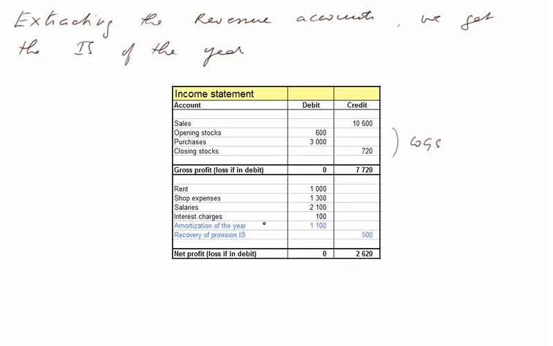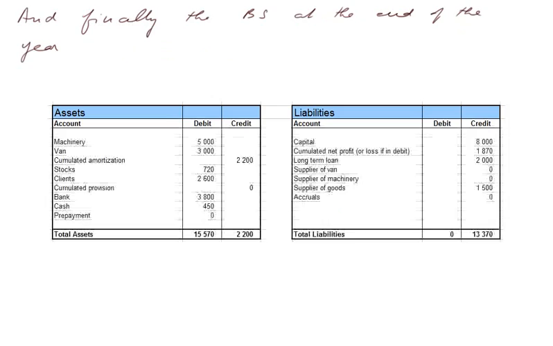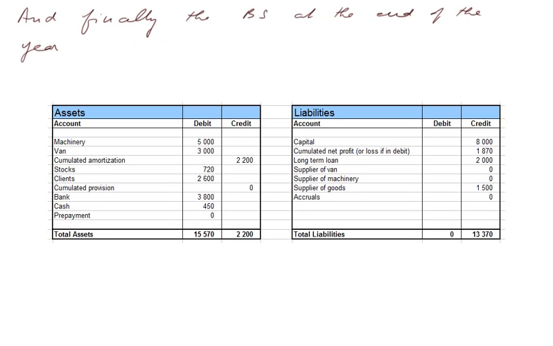So as you remember, we shall replace in the trial balance all the revenue accounts by the net profit of the year that will be added to the net profit or loss of the past years. And this finally leads us to the balance sheet at the end of the year. This is the balance sheet of the end of the year now.